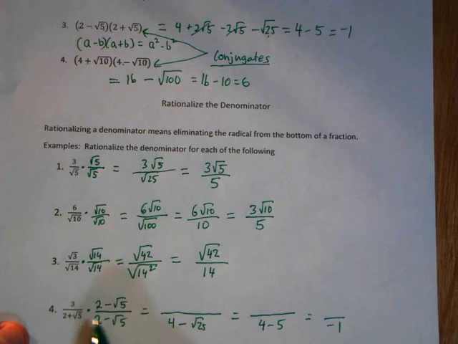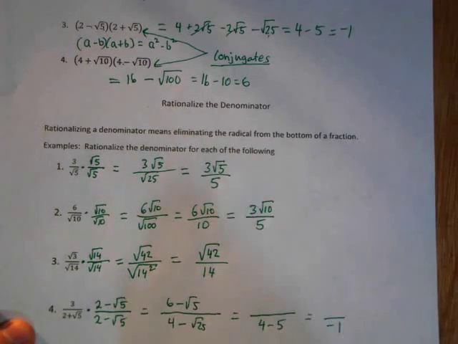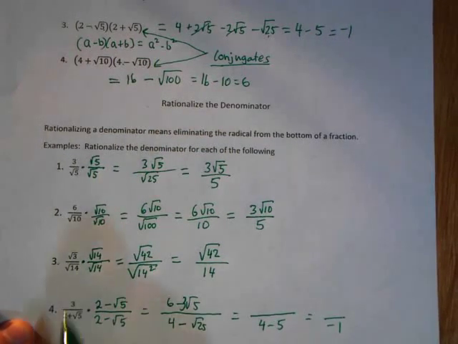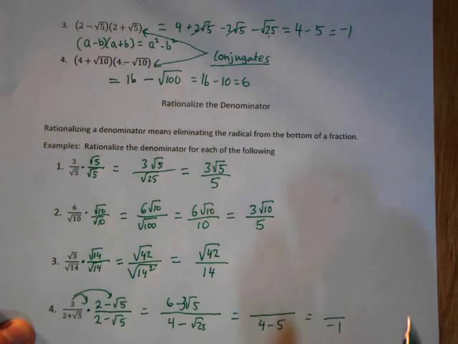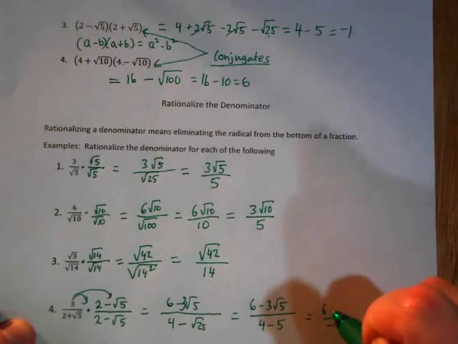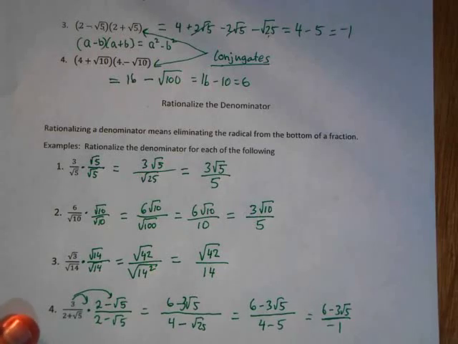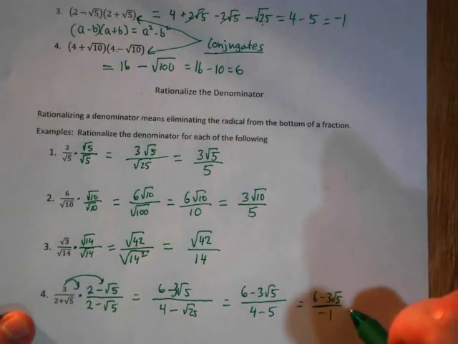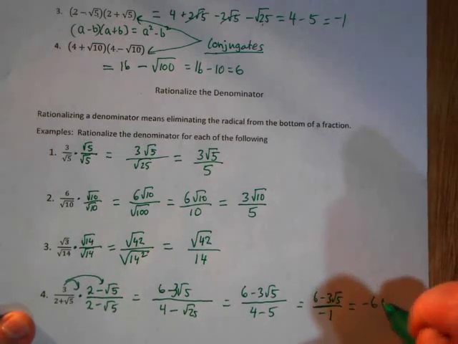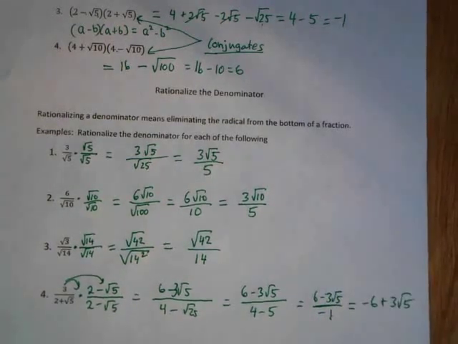Alright, well now I got to deal with the top. Up on top, I would have 6 minus the square root of 5. Ooh, no, 6 minus 3 square roots of 5. I got to take that 3 and distribute it. So that's 6 minus 3 square roots of 5, just filling in the top all the way. Now I would probably take one more step here. I would divide by negative 1. 6 divided by negative 1 is negative 6. And then negative divided by negative is positive 3 square roots of 5.